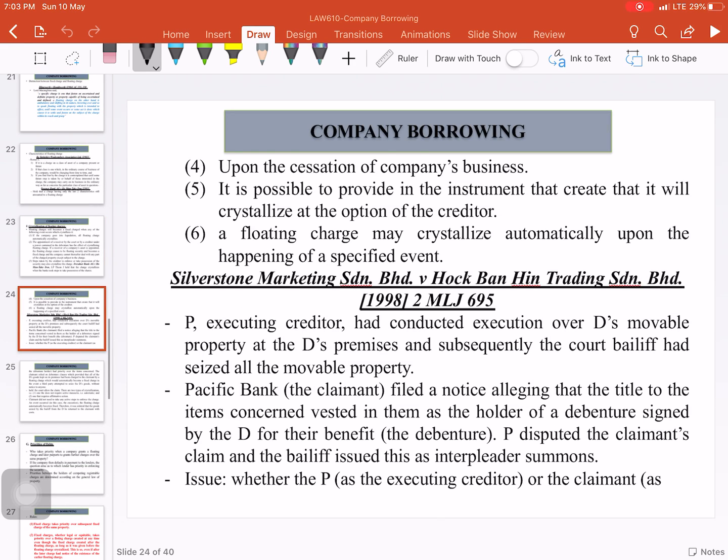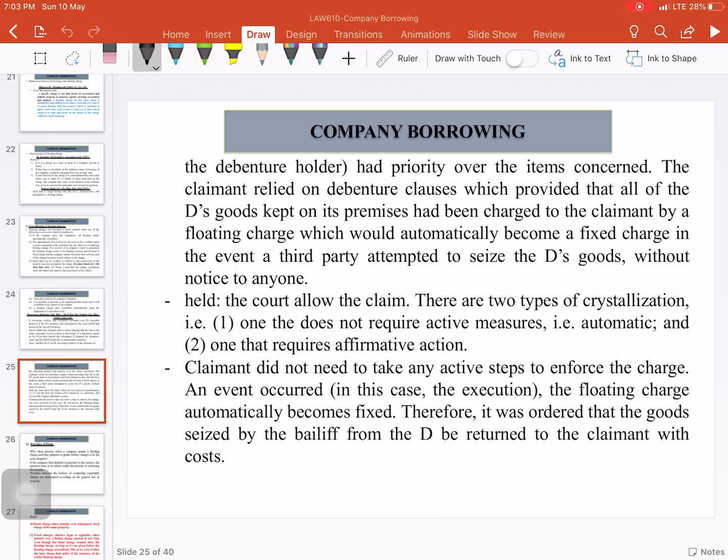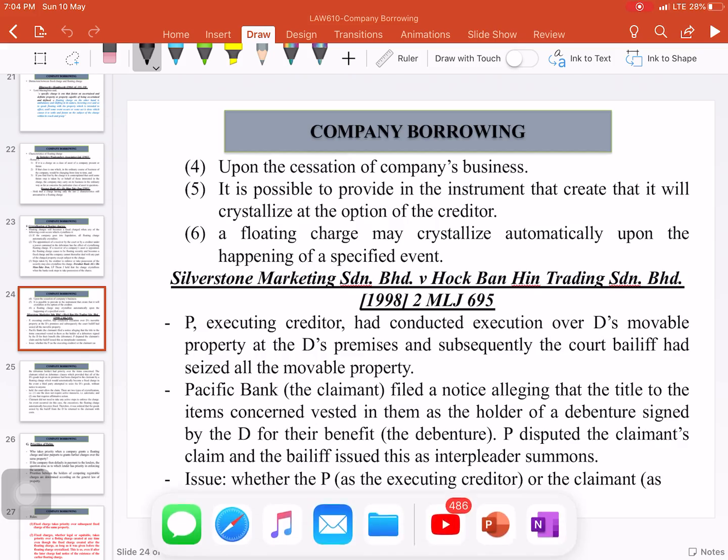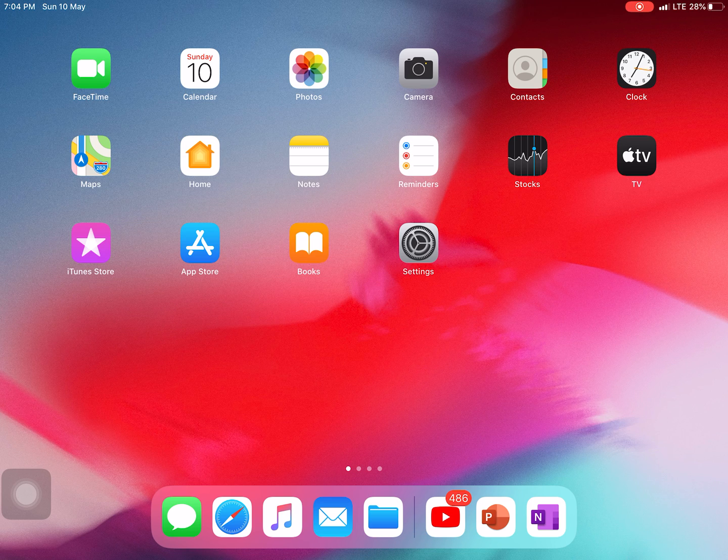We have seen crystallization. Now, I would like to explain to you about this case, Silverstone and Marketing Sriram Berhad. Perhaps you might not be able to understand because of certain words, because some of this you did not actually learn, being non-law students. Let me just read out the facts. P, the executing creditor, had conducted execution over this movable property at the deeds. P here is the plaintiff, D here is the defendant, and subsequently the court bailiff had seized all the movable property. What is an executing creditor? You might be a bit confused here, but let me just explain.